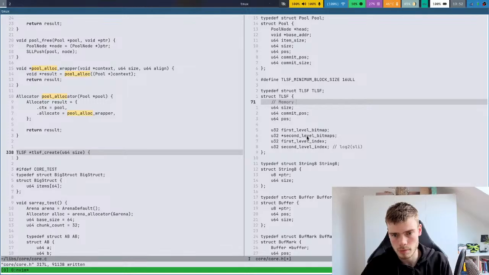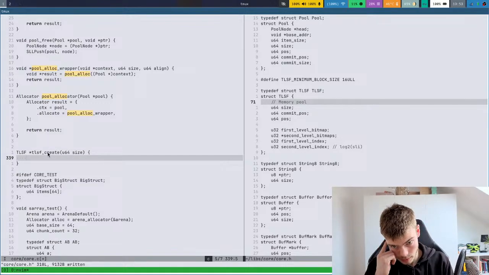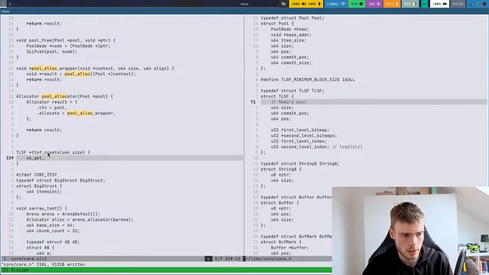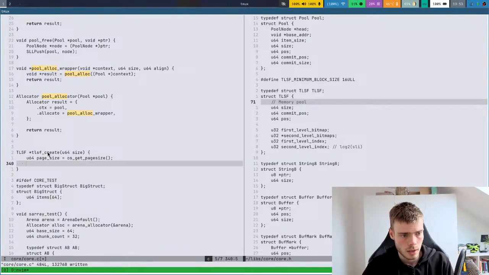This is for the memory pool. And yeah. So size, let's say, let's get the page size.